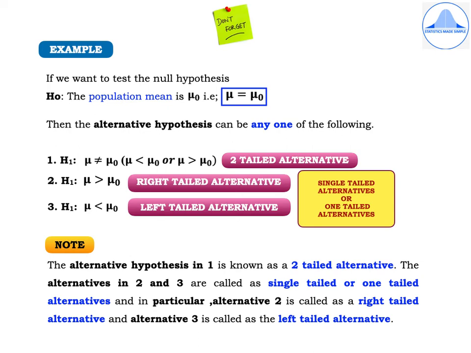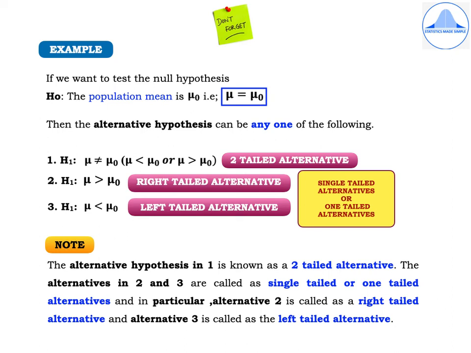So let me summarize again. When we have H1 mu not equal to mu naught, or if we have the not equal to sign, then it is called a two-tailed alternative. And if we have the greater than sign in the alternative hypothesis, then it is called a right-tailed alternative. And if we have the less than symbol in an alternative hypothesis, it is called a left-tailed alternative. And in general, the right-tailed alternative and the left-tailed alternative are called single-tailed alternatives or one-tailed alternatives.